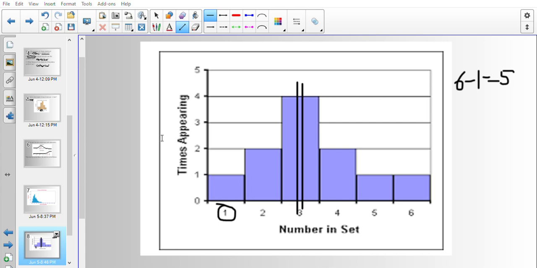And what do you think the center of the data is? Well, again, because this graph is symmetrical, I can guess that the center of the data is going to be right about the center of the graph. So right around 3. Okay.